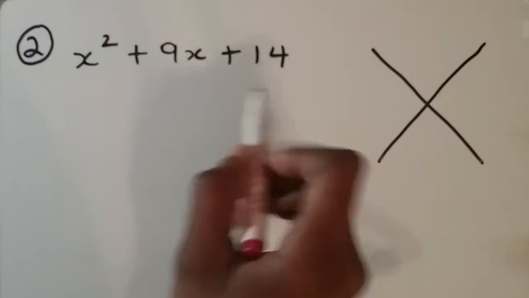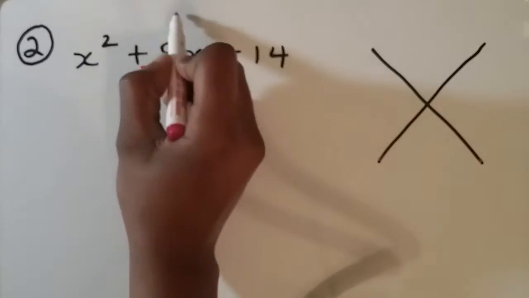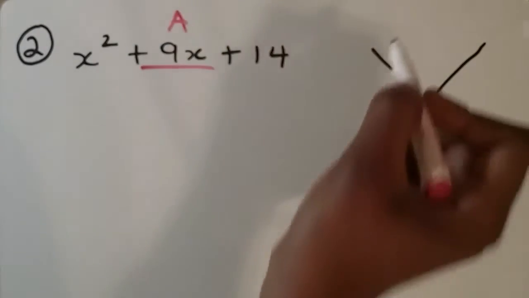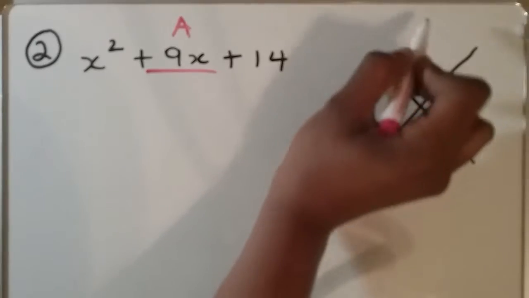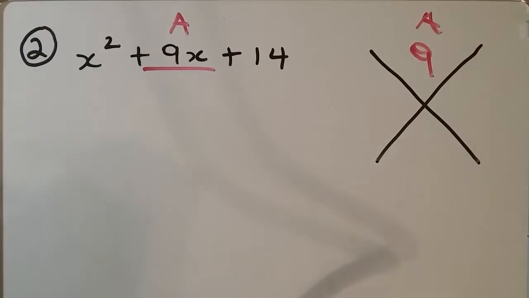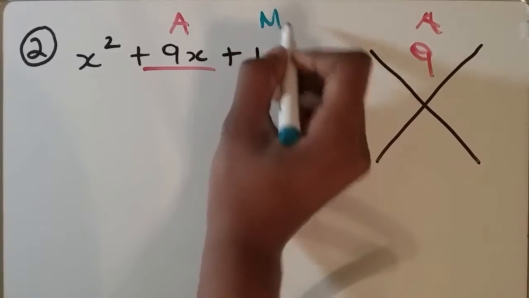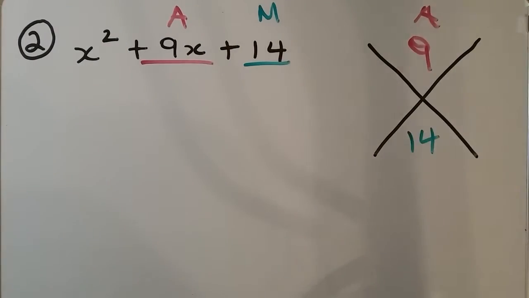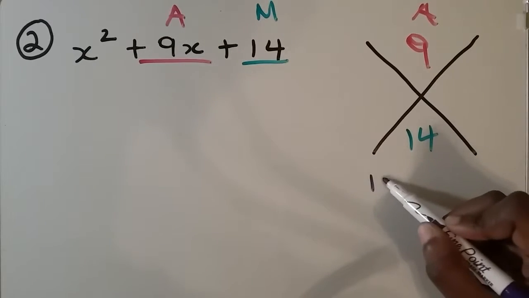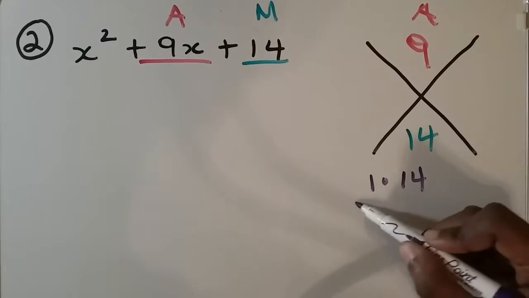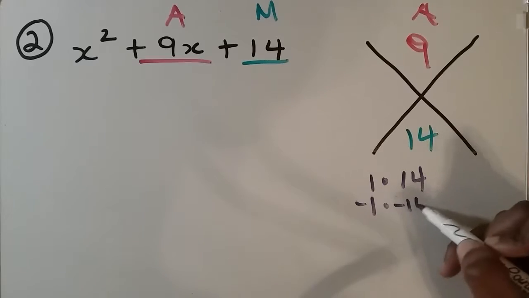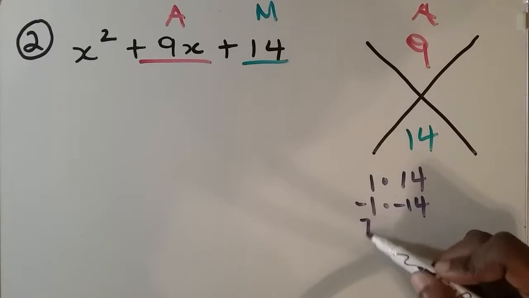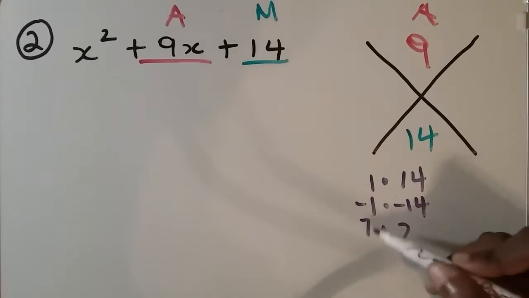To find the zeros of x squared plus 9x plus 14, we're going to do the same thing that we did in our last problem. We're going to want to find two numbers that add to positive 9 and multiply to positive 14. On the side, we're going to write down pairs of numbers that multiply to positive 14. And when we get a pair that also adds to positive 9, we know that those are our numbers.